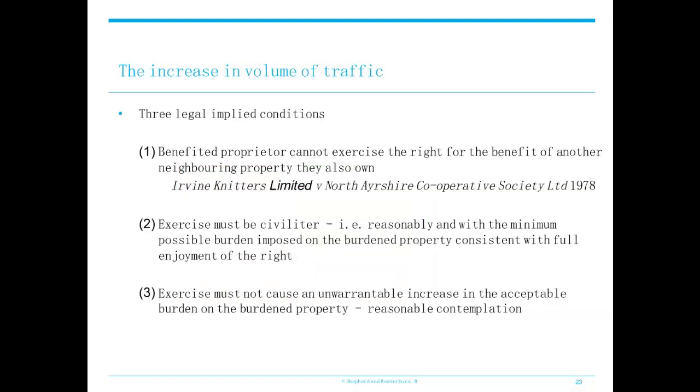The Smiths are obliged to comply with 3 legally implied conditions. The first is that a servitude must be exercised only for the benefit of the benefited property. So the benefited proprietor cannot exercise the right for the benefit of another neighbouring property they might also own. And the leading case on that is Irvine Knitters against North Ayrshire Cooperative Society in 1978. That case held that the benefited property cannot be used as a bridge to get to other land which is not part of the benefited property.